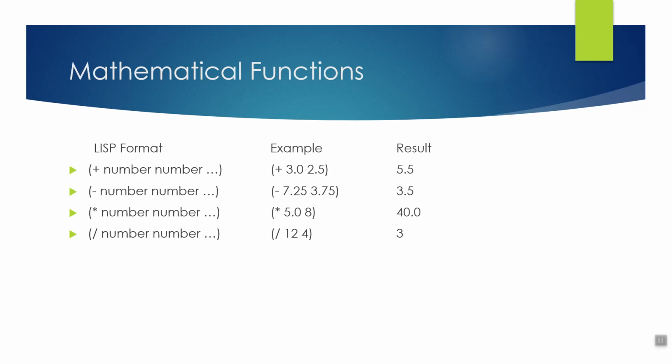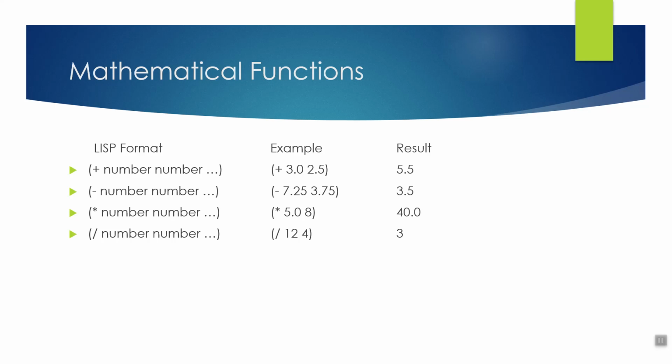If you say subtract, you have open parentheses 7.25 and 3.75. It's going to subtract the second number from the first number. And so 7.25 minus 3.75 is 3.5. The third one there is multiply. So multiply 5.0 times 8 is 40.0. And then the last one in the list here is divide. If I divide 12 by 4, I get 3.